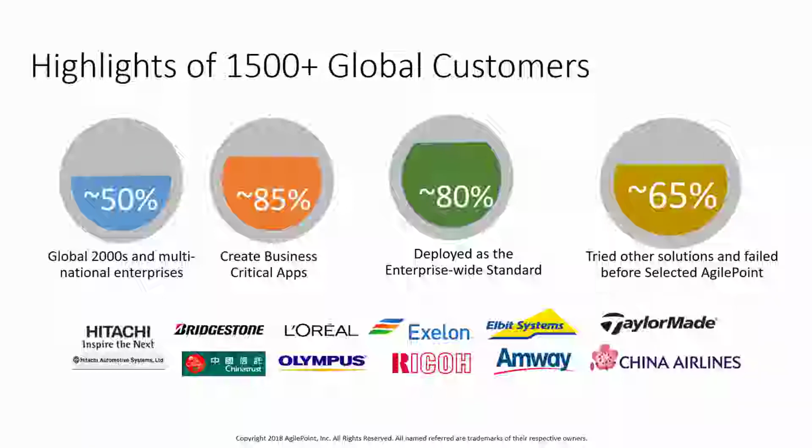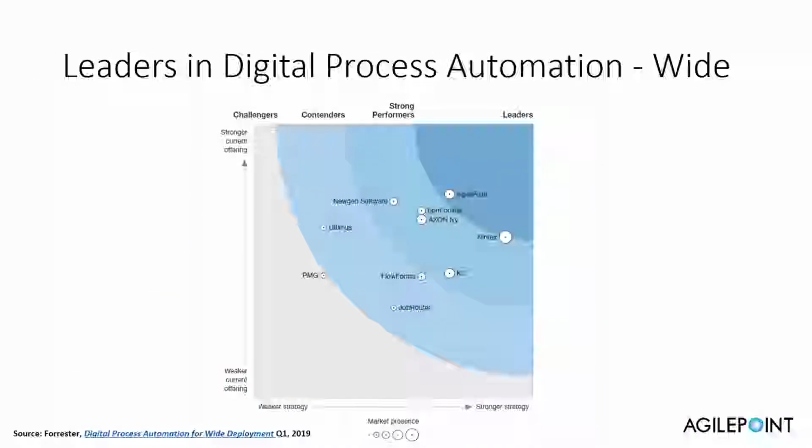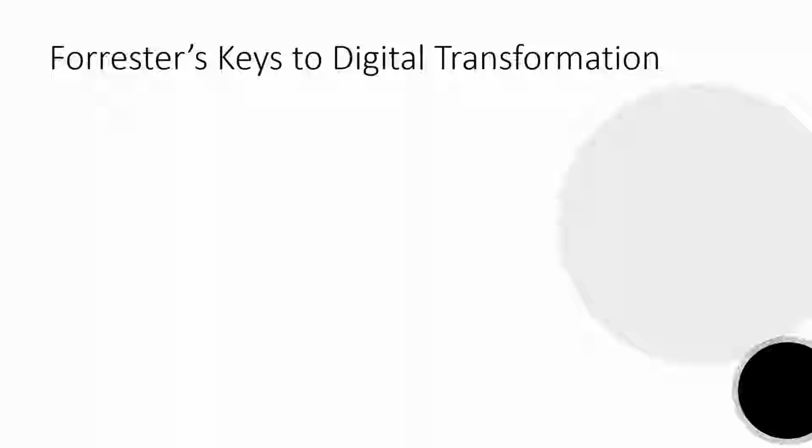And perhaps the most compelling is that 65% of these customers came to AgilePoint after their digital business transformation initiatives failed using a competitive software. Now this brings me to one of the most exciting announcements in my 3 years here at AgilePoint, and that's AgilePoint's leader positioning in the prestigious Digital Process Automation Wave Report. If you read the report, right, Forrester views this segment of technologies as oftentimes the missing link to realizing a successful digital business transformation.